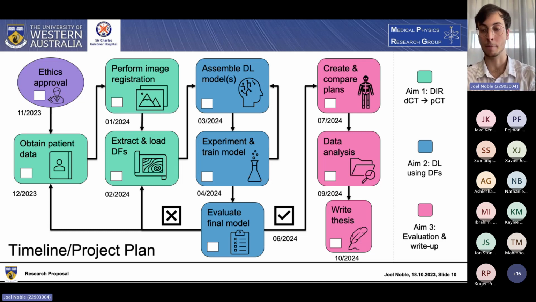And the best looking model out of that would then be evaluated in terms of those image metrics I was talking about, like the Hausdorff distance. And if that seems all good to go, then it'll be a question of creating and comparing these treatment plans, bringing all the data together for some close analysis, and then writing up the thesis.